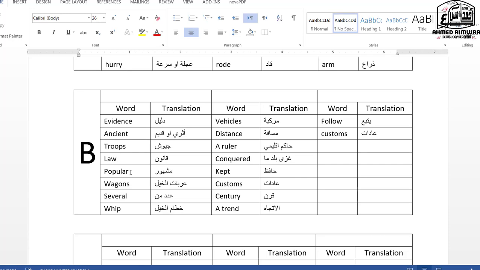Popular. Wagons. Several. Wipe. Vehicles. Distance. A ruler. Conquered. Kept. Customs. Century. A trend. Follow. Customs.